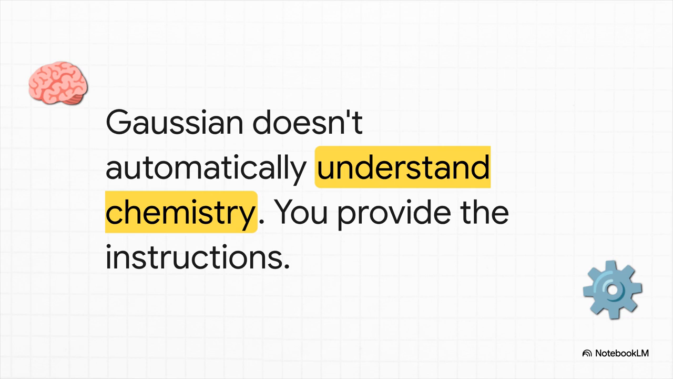But hey, here's a critical reality check. Gaussian doesn't automatically understand the chemistry on its own. It's a brilliant tool, sure, but it's fundamentally just an engine waiting for your instructions. You literally have to tell it exactly what to do by providing the molecular structure, the method, the basis set, and the specific job type.